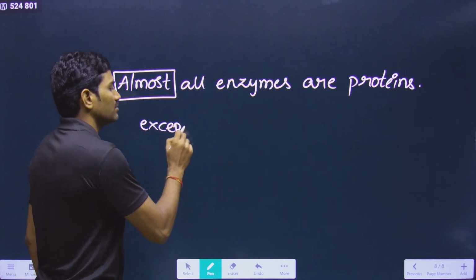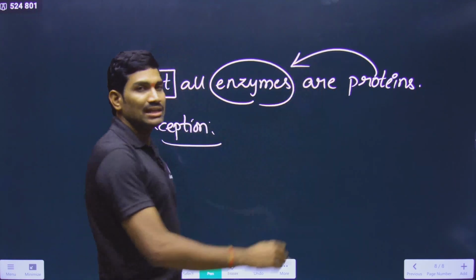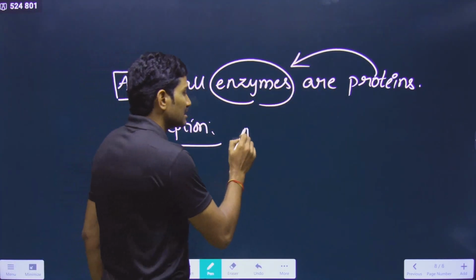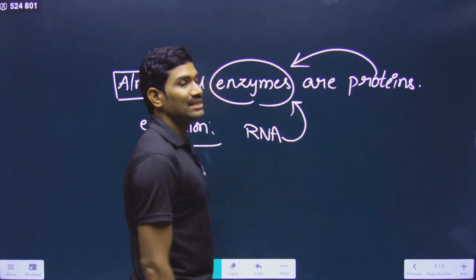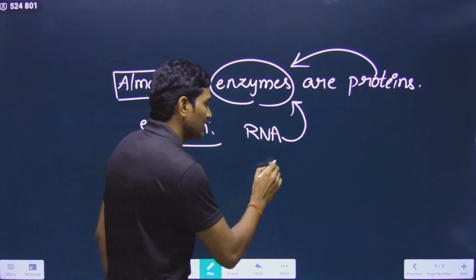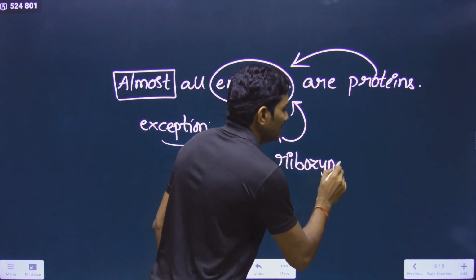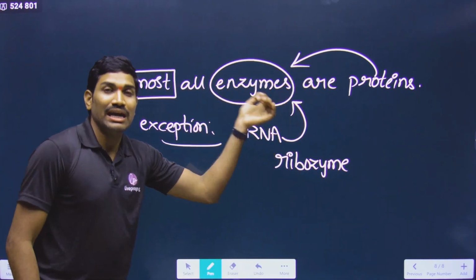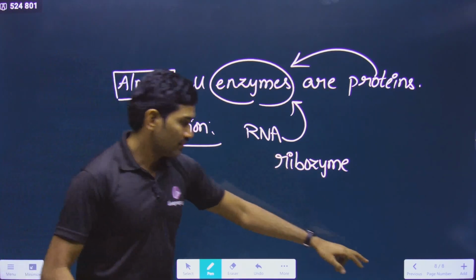What is the exception? Generally, proteins are acting as enzymes. But here, what is the exception? Sometimes RNA can also act as an enzyme. If RNA acts as an enzyme, what is the name we have studied? It is called a ribozyme. Rarely, RNA can act as an enzyme, and if RNA acts as an enzyme, it is called a ribozyme.